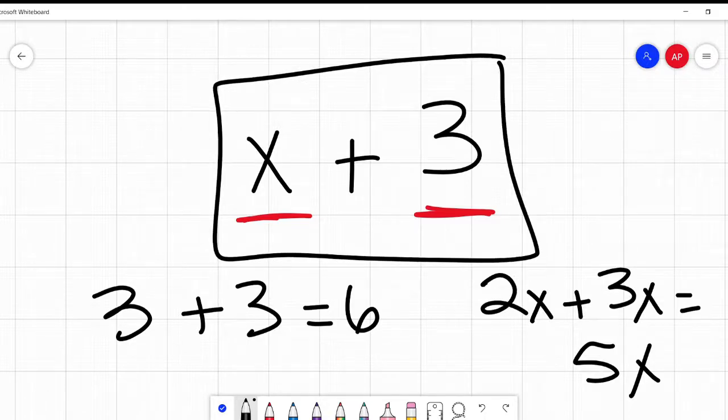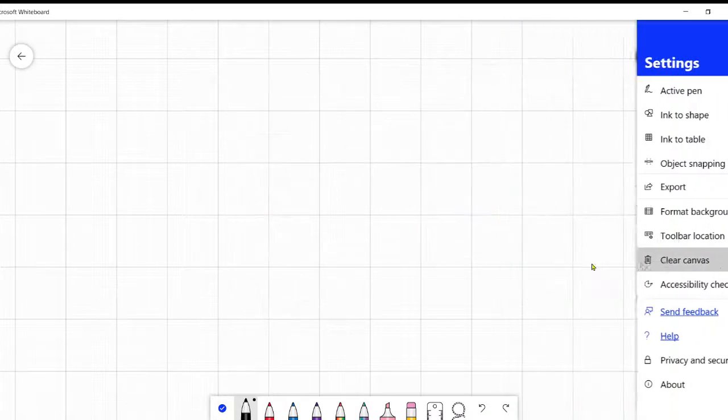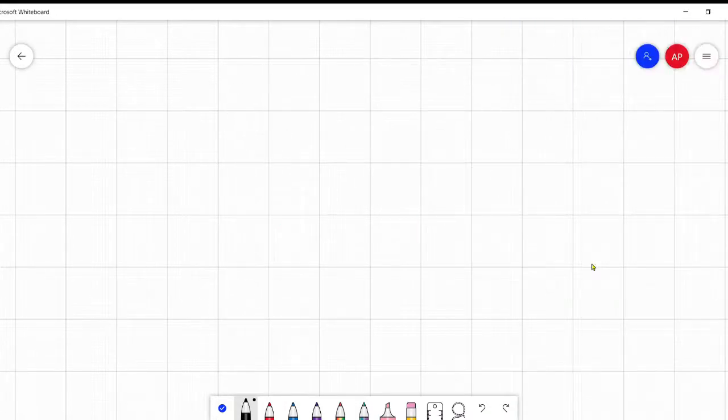I can't add those together. They don't match. They don't have the same variables with them, the same level of variable, talking about exponents. I can't do it. So a binomial, it can't be combined. It's in the smallest it can get. Now what happens if we want to multiply two binomials together?